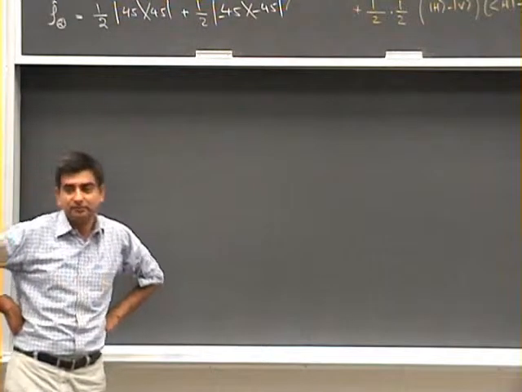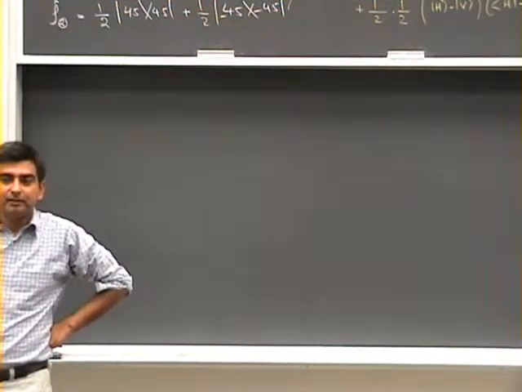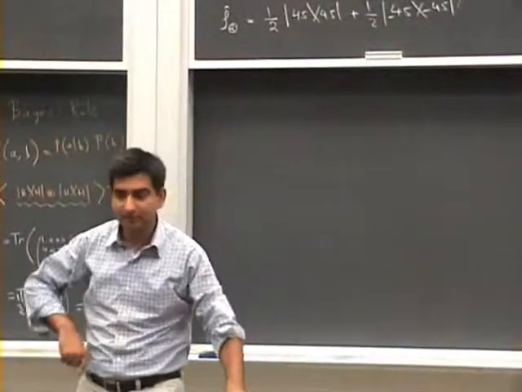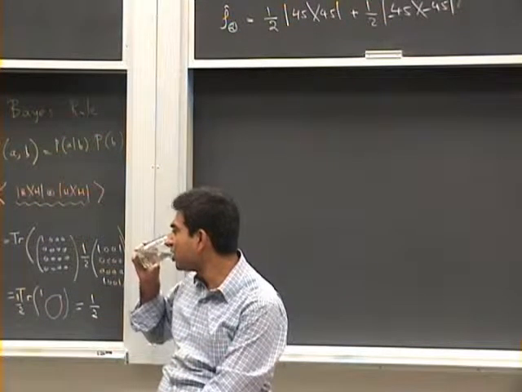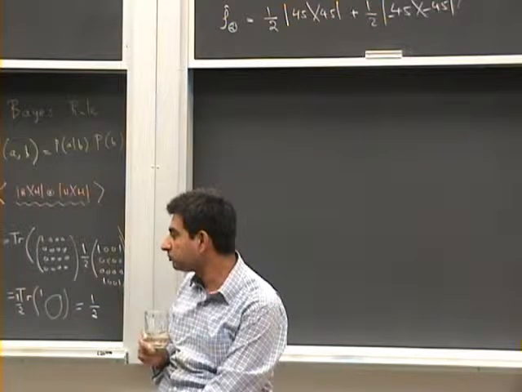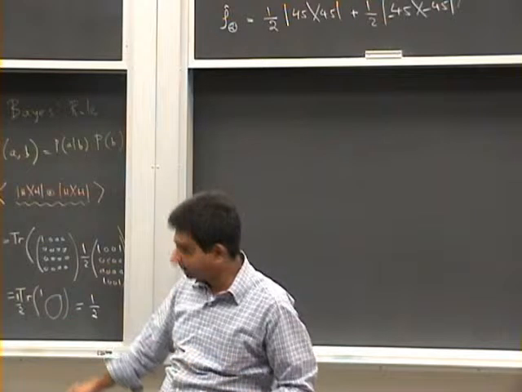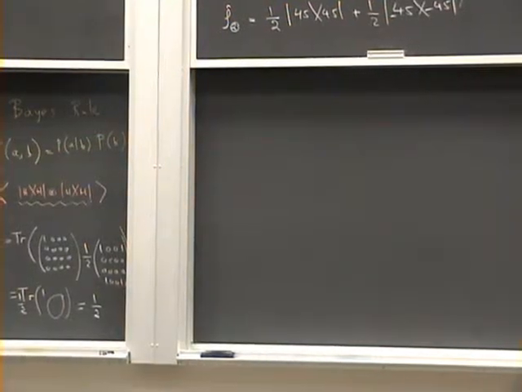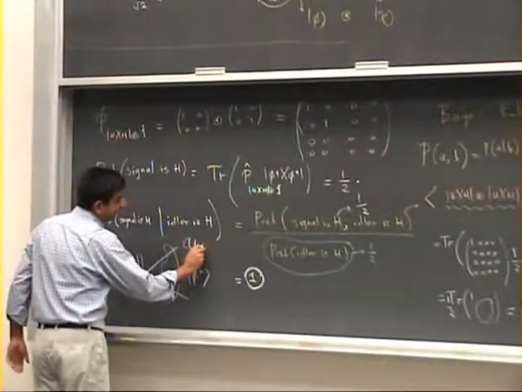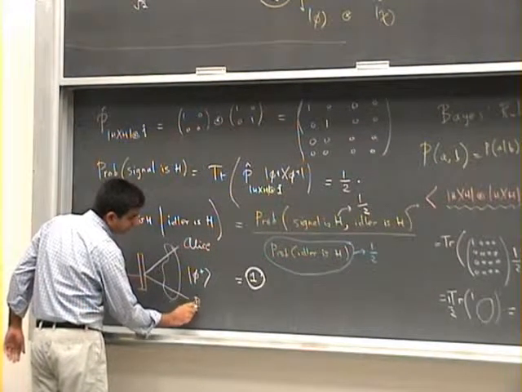One. Now, let's call this experiment of Alice, and let's call this experiment of Bob.